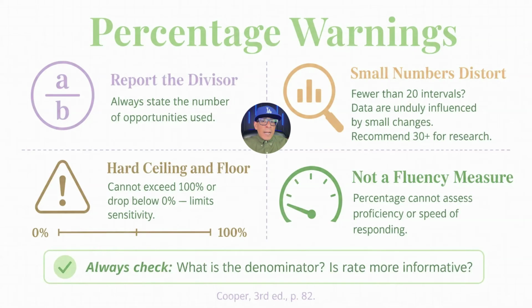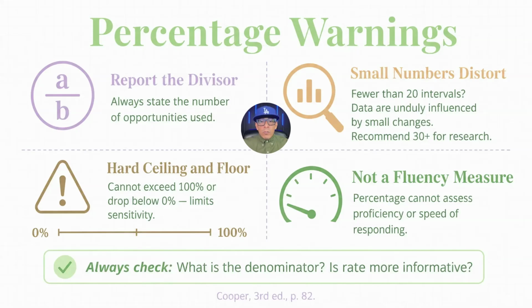Percentage is useful, but it has limitations. Percentages based on divisors smaller than 20 are unduly influenced by small changes in behavior. For research, Cooper recommends a minimum of 30 observation intervals or response opportunities for percentage measures. The divisor should always be reported when percentage measures are used. Percentage cannot be used to assess proficiency or fluency.